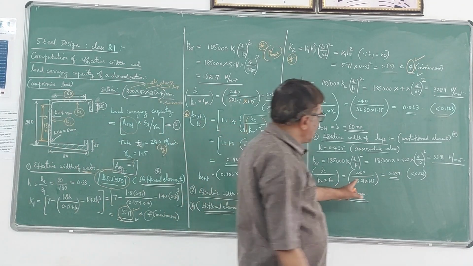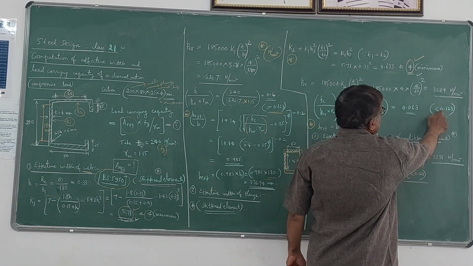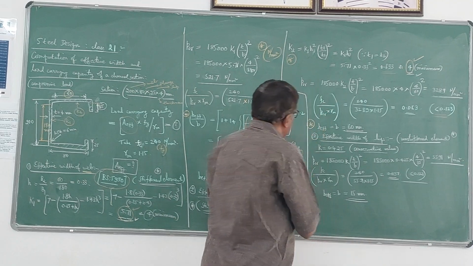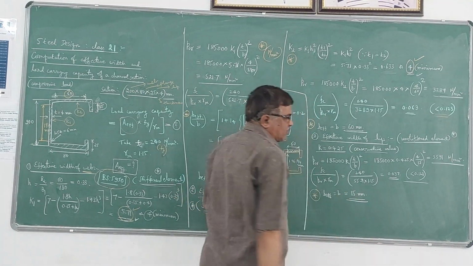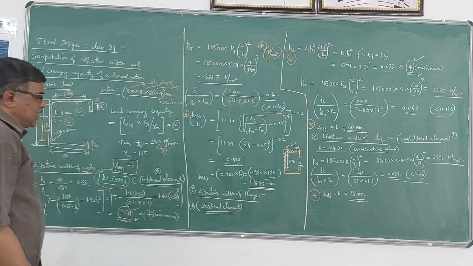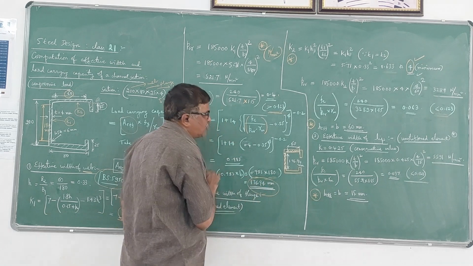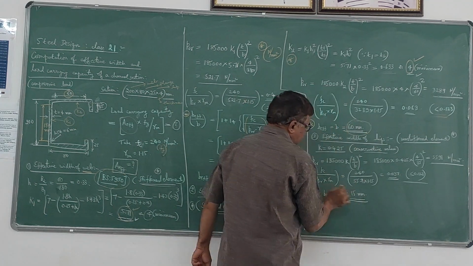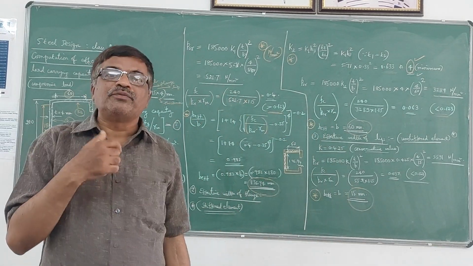So if you simplify, it is 0.037, once again this is less than 0.123. This is the limiting value. Since it is less than 0.123, here also B effective will be equal to B, which is 15 mm. So what I want to say here is the B effective for web portion is 176.94 mm, B effective for the flanges is 60 mm, B effective for the lip is 15 mm. So these are the effective widths.